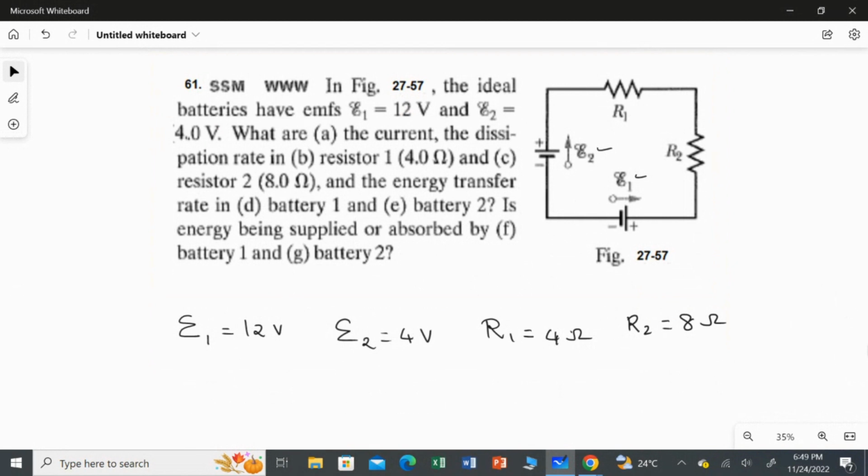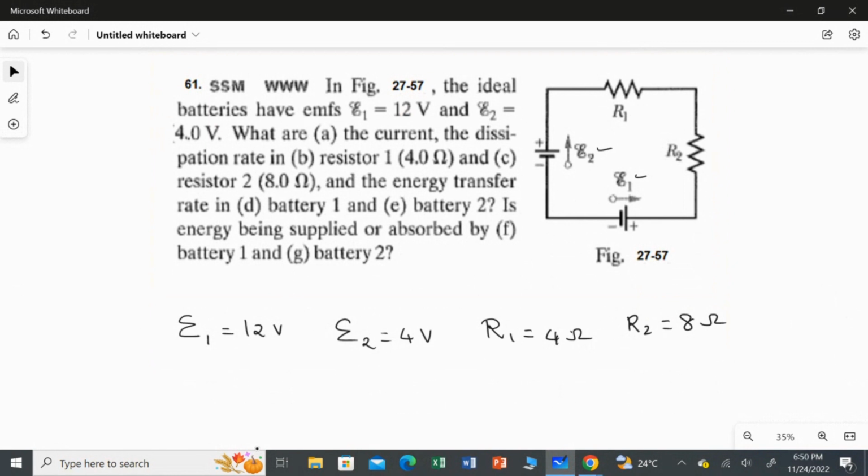What is the current in the circuit? If you want to find the current in the circuit, we have to frame the equation. How to frame the equation? We already dealt with a similar type of question in the previous video, right? So in the similar way, we are going to frame the equation. We have to use the loop rule, Kirchhoff's voltage rule, right?